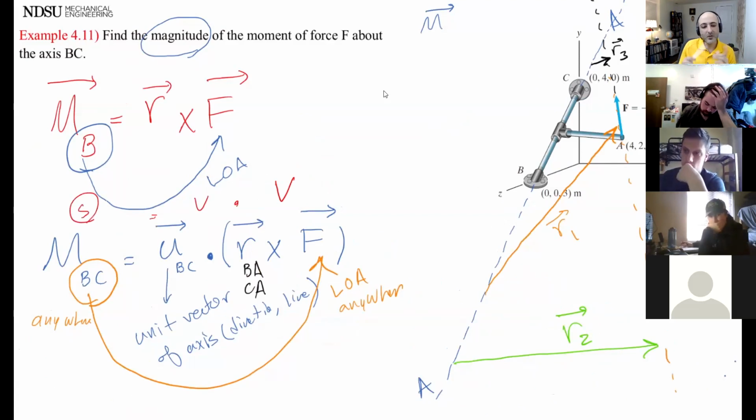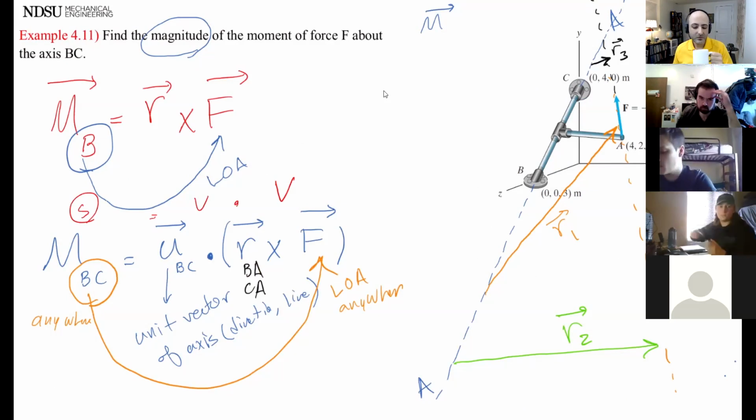Okay, so let me ask you this. Last lecture, I emphasized a lot and told you 10 times that moment of a force is always a vector. Moment of a force is always a vector. So how come I'm telling you now that this is a scalar? Is that just a projected force on that axis? Not force, moment, but yes, because this is a component of that moment on that axis.